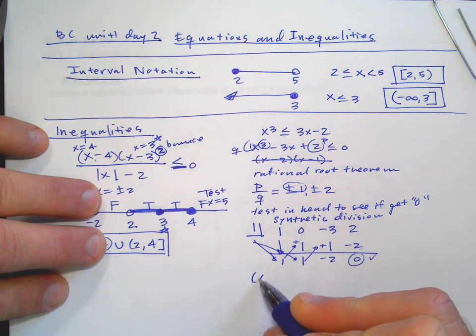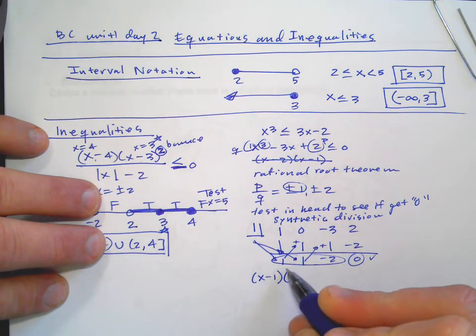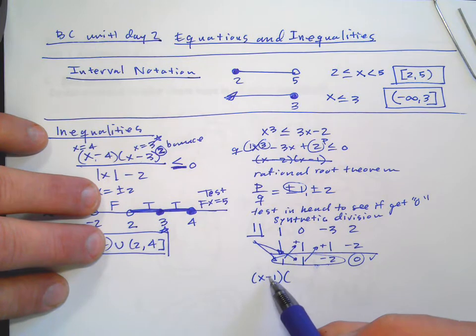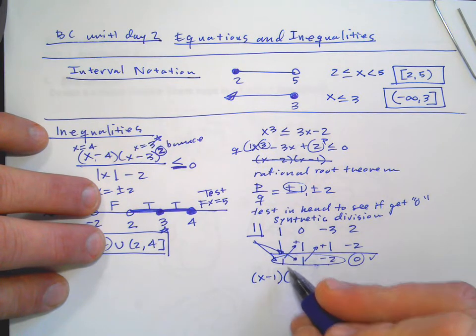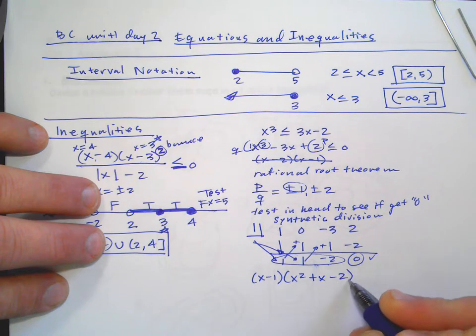Now what we've done is we've divided this root out, which comes from x minus 1. And then this is what's left. If we take a cubic and we divide by x minus 1, the first term is going to be x squared. So this is going to be 1x squared plus 1x minus 2.